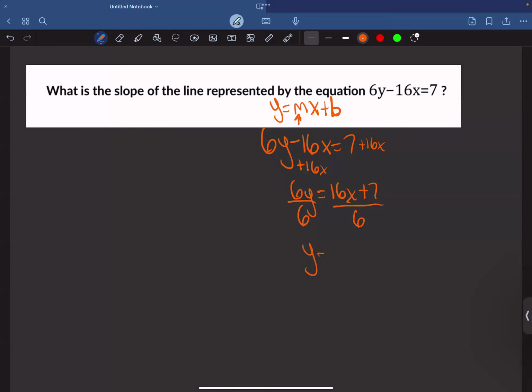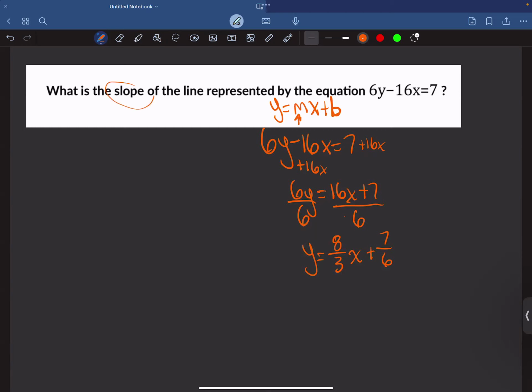Now I'm going to end up with y equals 8/3x plus 7/6. And how did I get 8/3? Well, in one step, I just went ahead and simplified that. I knew that 2 would go into 16 and 6, so I simplified.